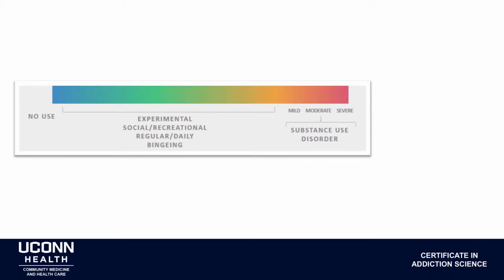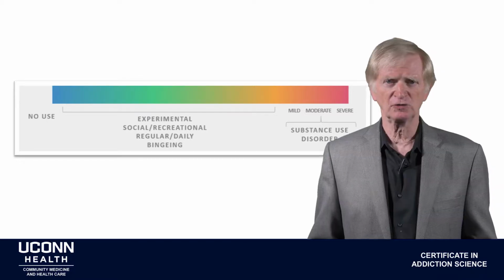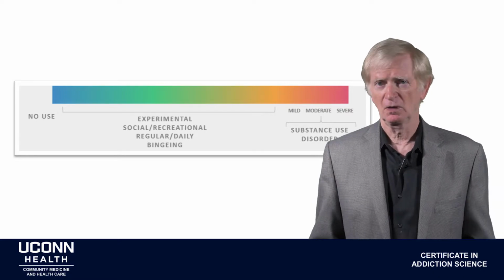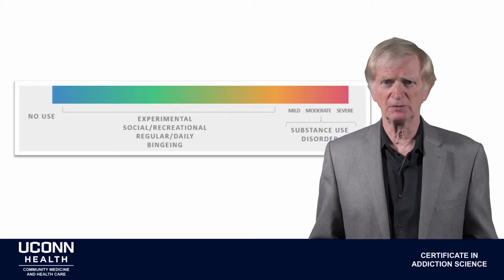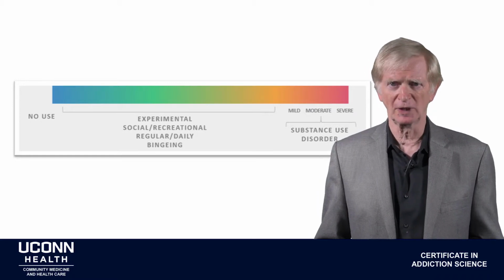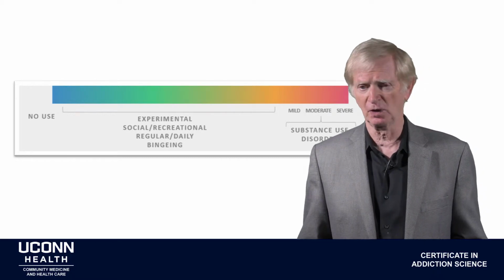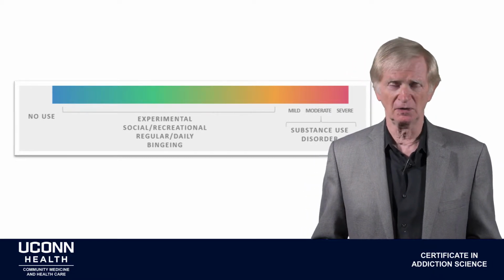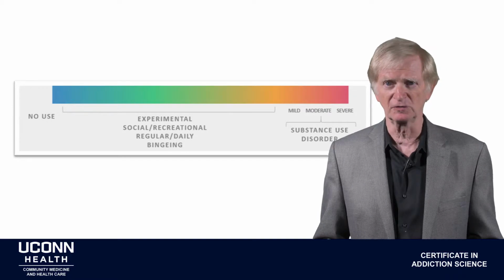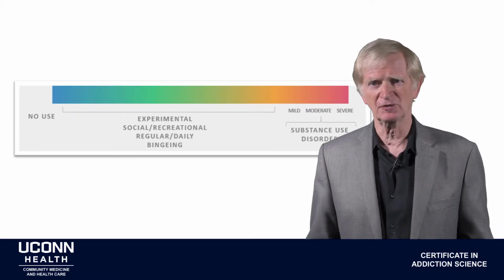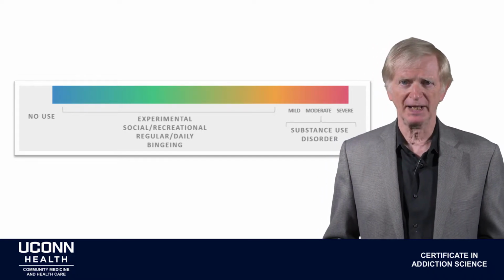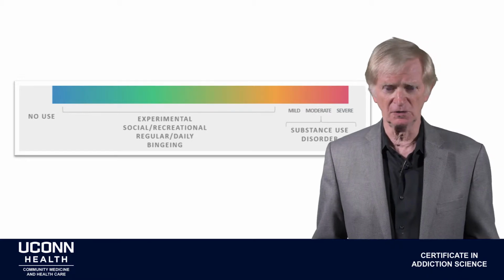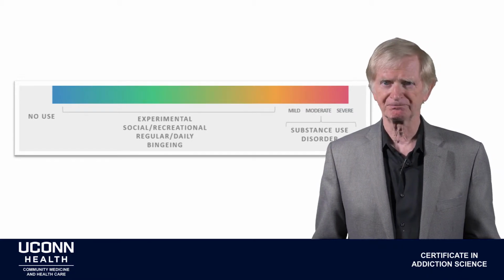First of all, we need to talk about the continuum of substance use, which ranges from the low end, from no use at all, to experimentation and social and recreational use, which accounts for most people who used illicit psychoactive substances, to the other end of the spectrum, which is people who experience mild, moderate, and severe substance use disorders, particularly dependence.